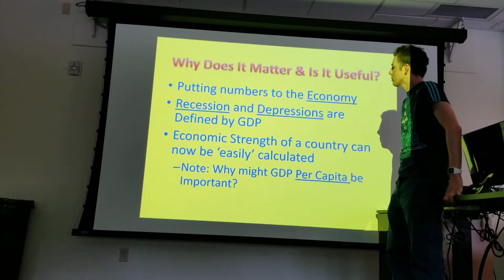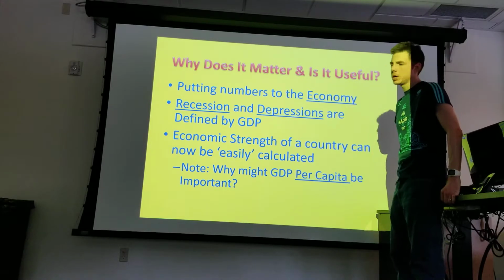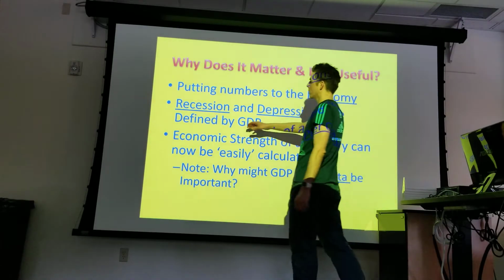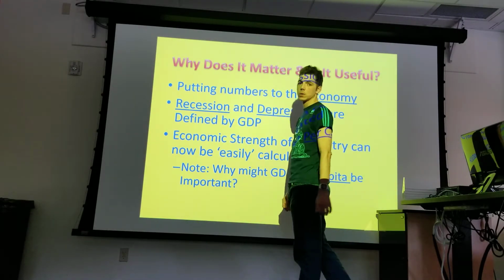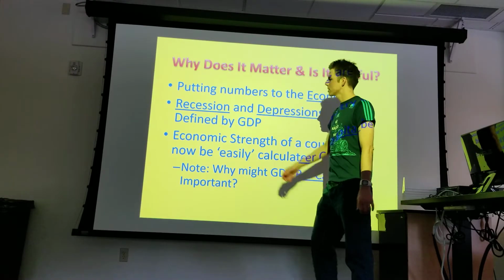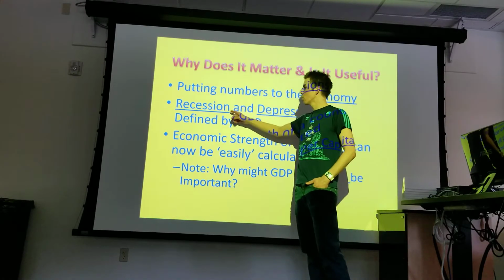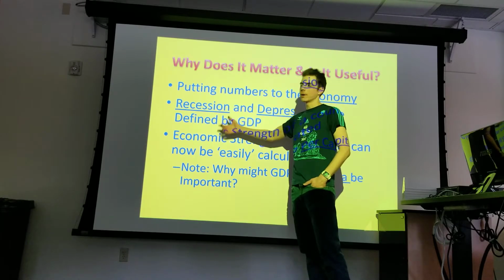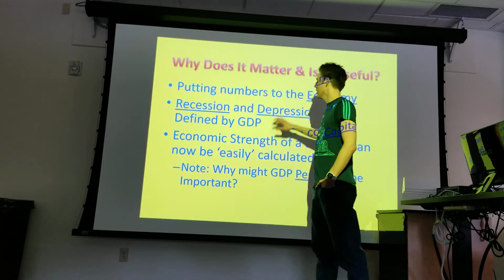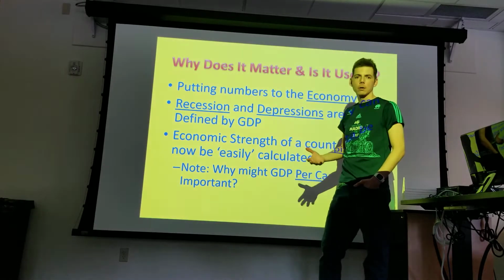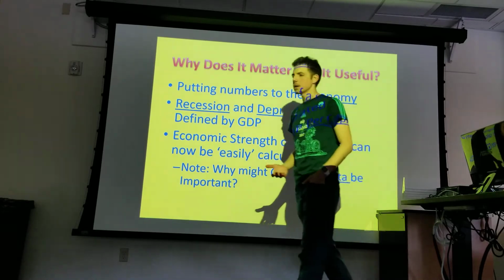Okay, so we've got recessions and depressions. They are defined by GDP. A recession is when your neighbor loses a job. A depression is when you lose a job. It's an old joke. A recession is two consecutive quarters of negative GDP or negative economic growth. And a depression is just a very long, dirty, awful recession.